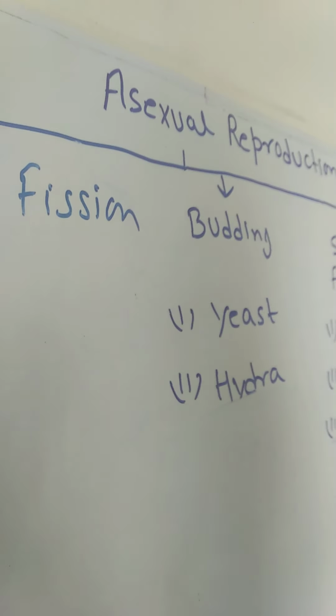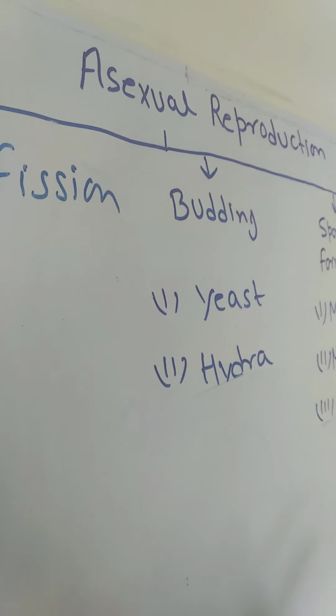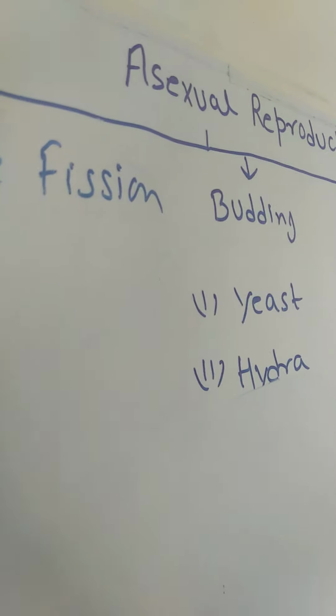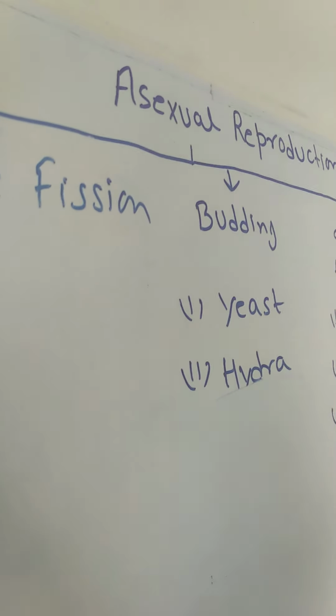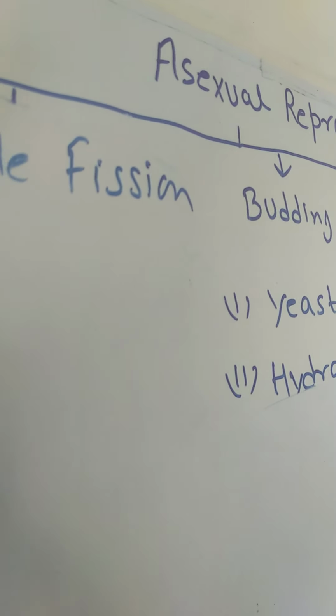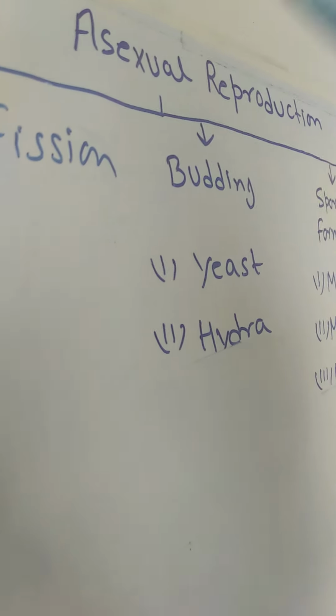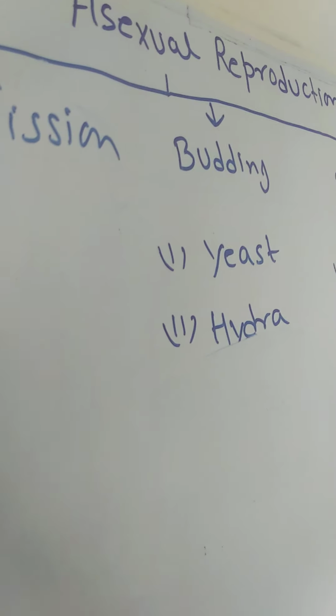Asexual reproduction has a demerit: there is no chance of any variation. Okay, the same type of species we get generation after generation. This also causes one demerit: we can get infection and many diseases in the plant as well as the animal when they are producing the same type of offspring.